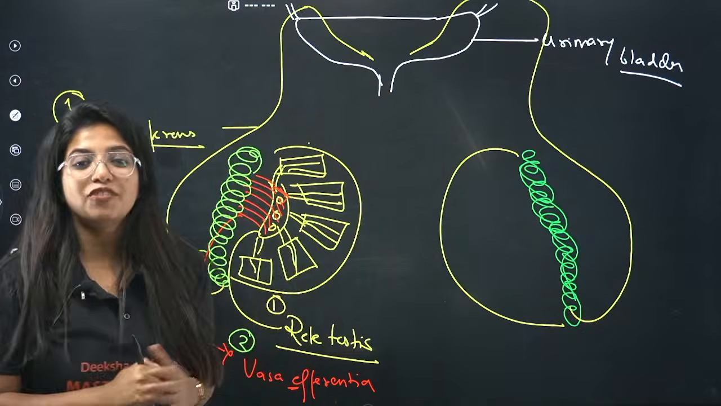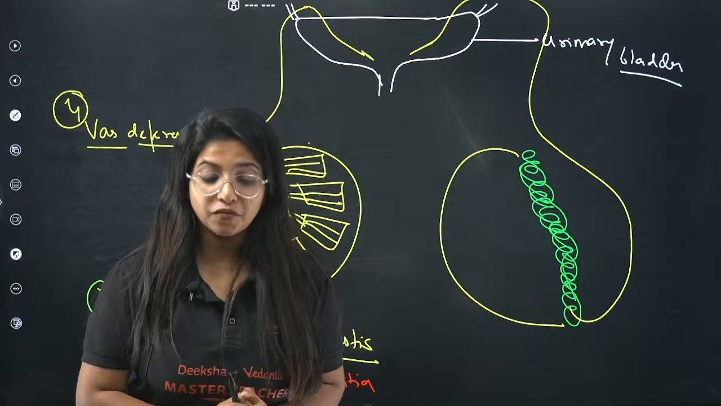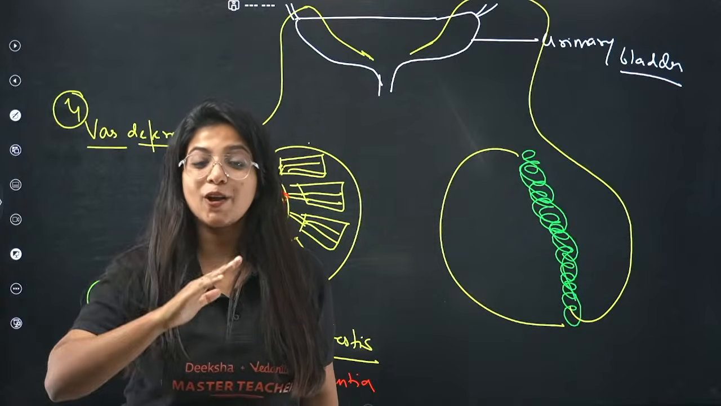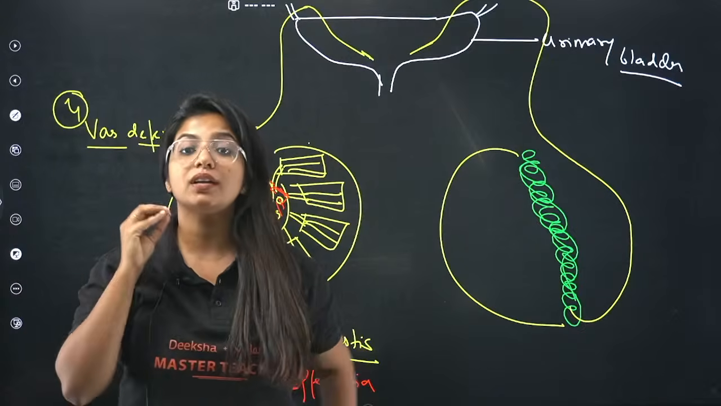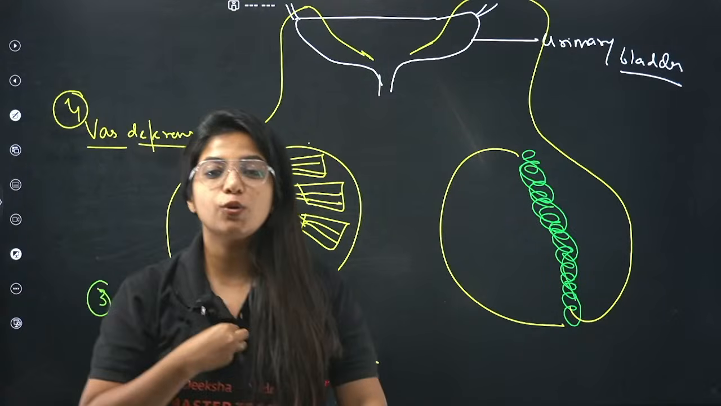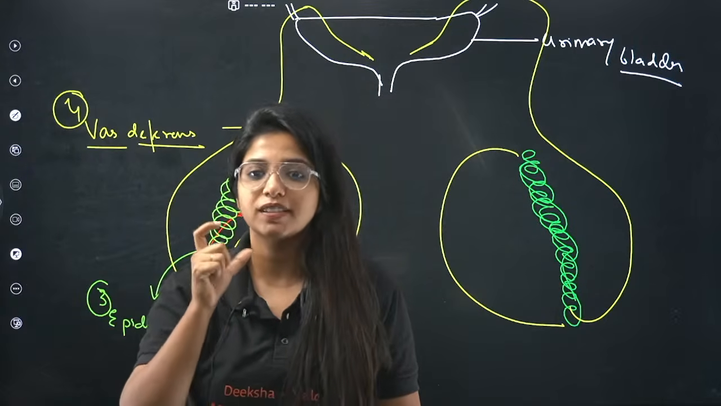There is someone waiting for the sperms. And who is that someone? It is a gland. So until now we were talking about ducts. But here comes the role of a very important gland. A gland is something that is going to provide some secretion. That is why you call them glands.